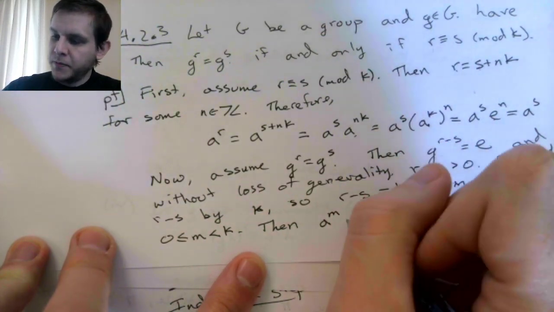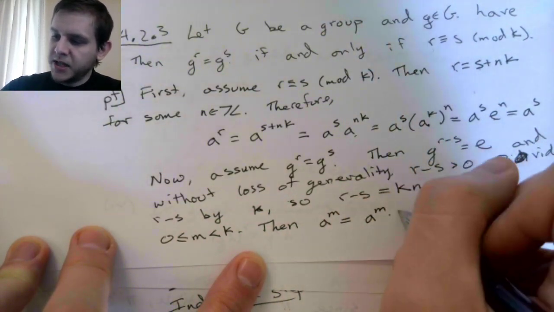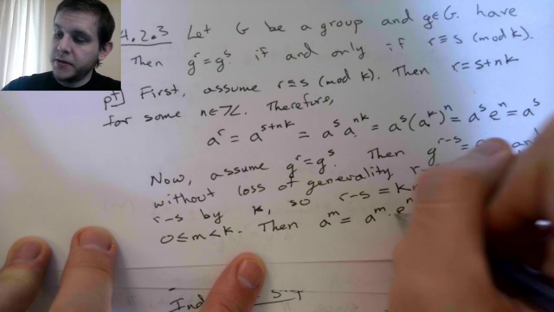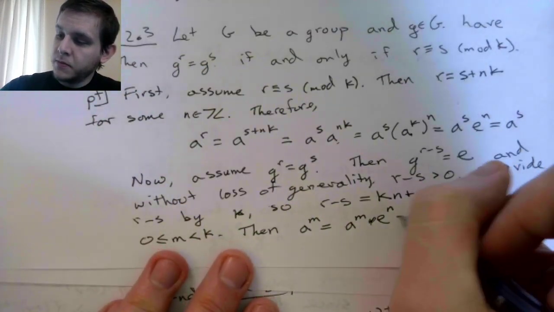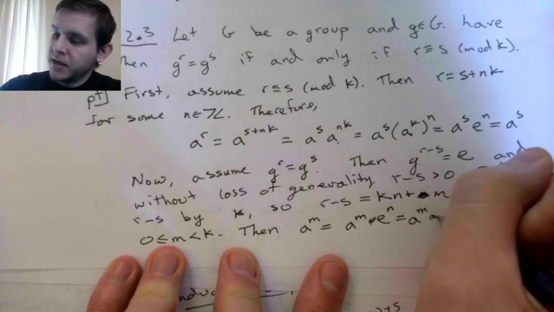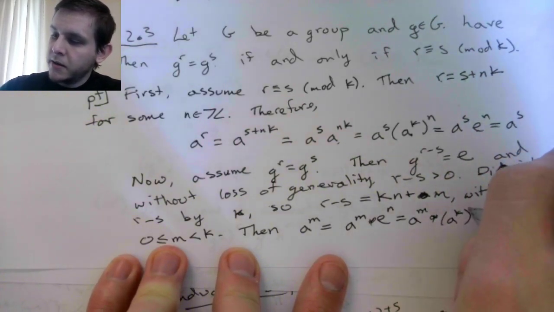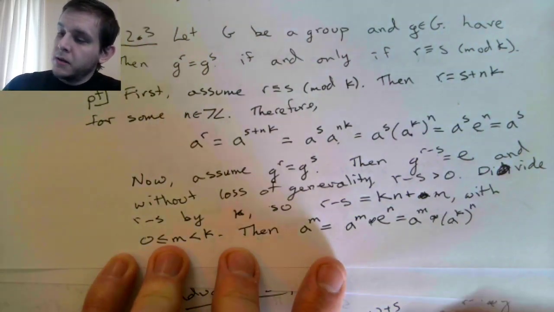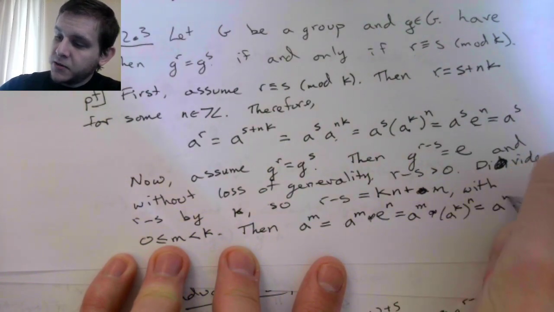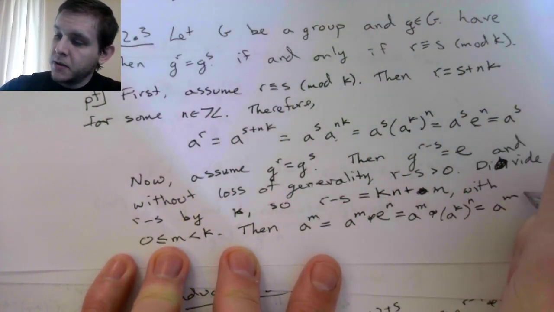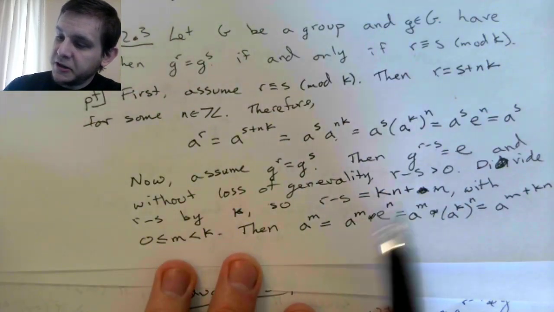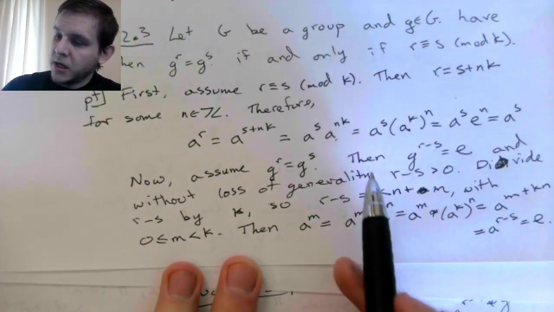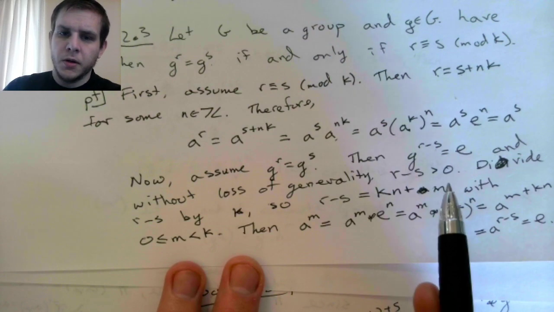So a to the m is, of course, a to the m times the identity to the nth power, because I can just multiply by the identity as many times as I want, which is a to the m times a to the k, and since k is the order of a, a to the k is equal to the identity. And using exponent rules again, sort of I'm doing this first proof in reverse, I get a to the m plus kn, which by definition is a to the R minus S.